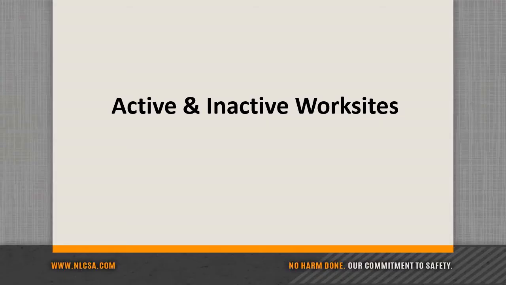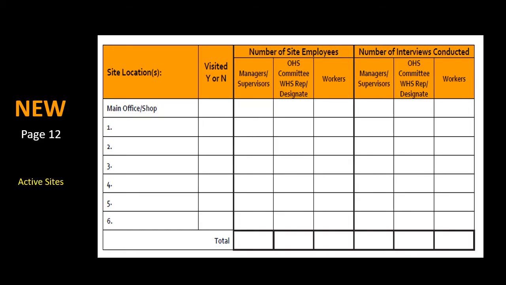So active and inactive sites then. The auditor is now required to identify all active work sites at the time of the audit, as well as the number of management, supervisors, committee members, worker reps, designates, and workers, and how many interviews were conducted. This number should correspond to the interview chart found in the audit instructions.